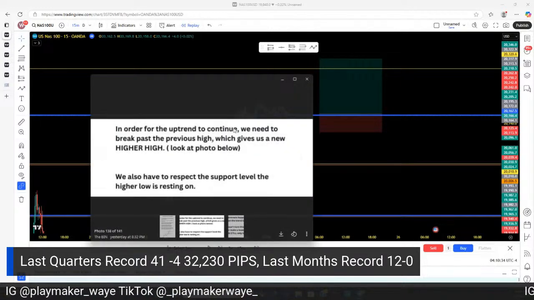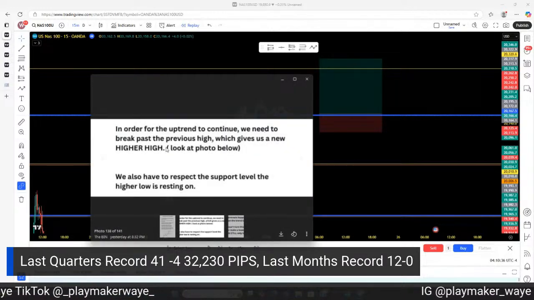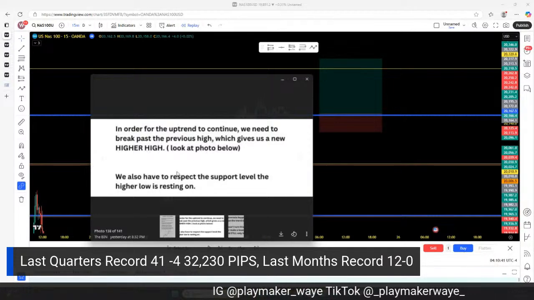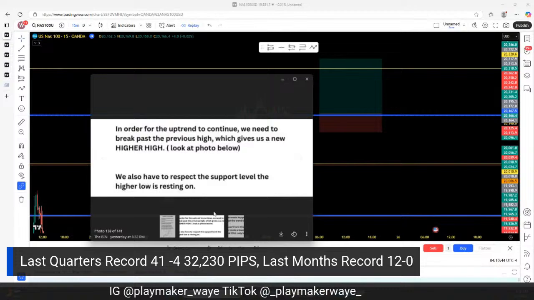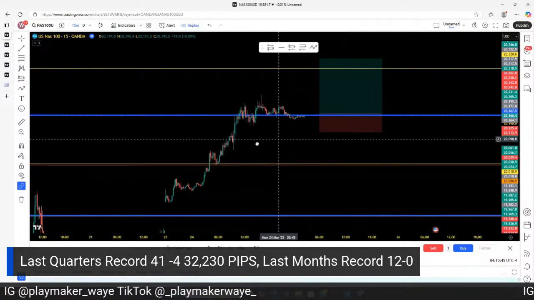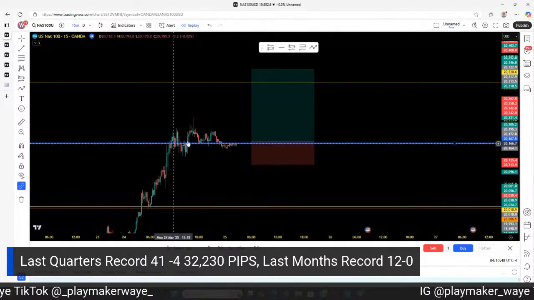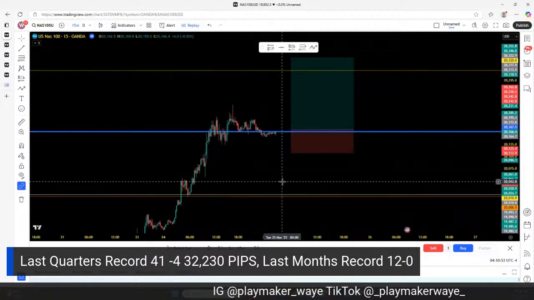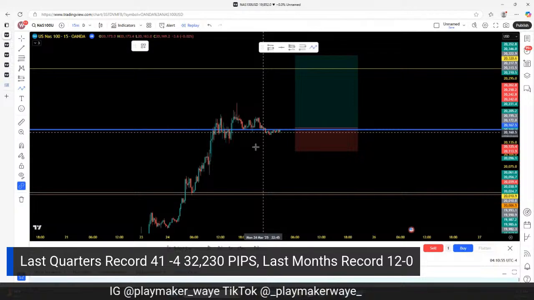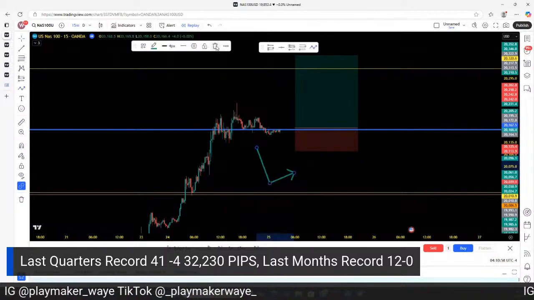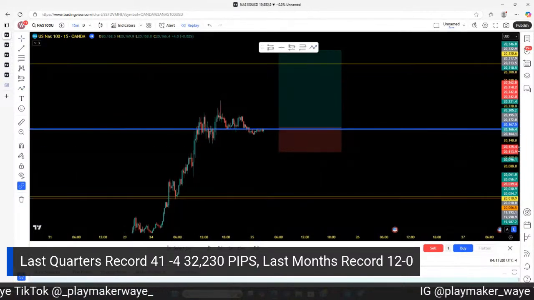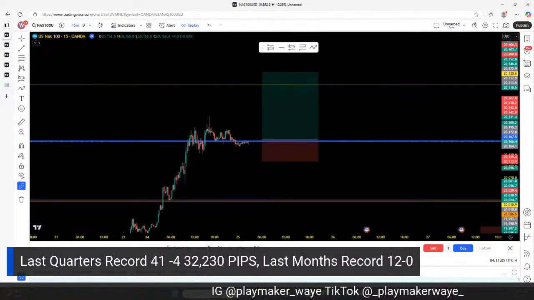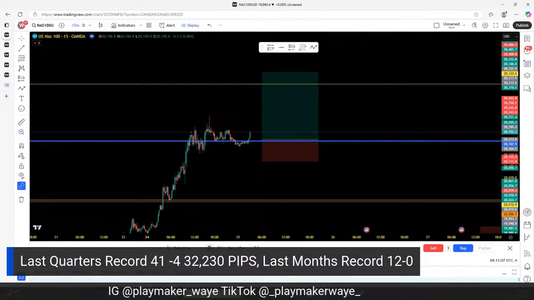In order for the uptrend to continue, we need to break past the previous high, which gives us a new higher high. We also have to respect the support level the higher low is resting on. So again, we need to respect the support level, but we are still bullish because we don't see any lower lows, right? Since we don't see any lower lows, we're not going to be looking to go low. We see higher highs, so we're only looking for buys. You feel me? So let's hit the play button and see what price does.